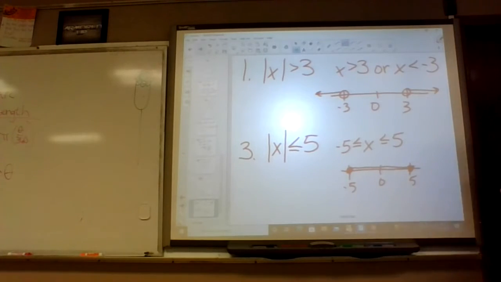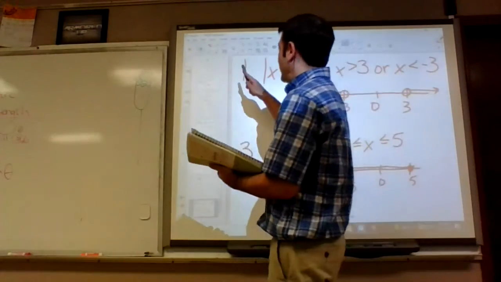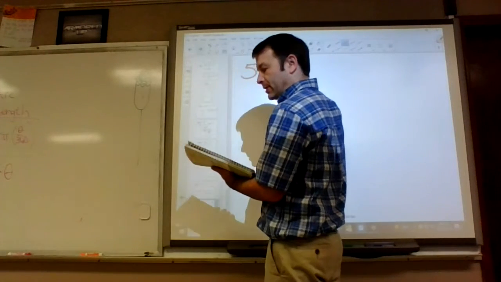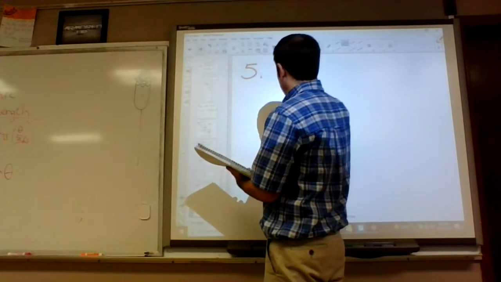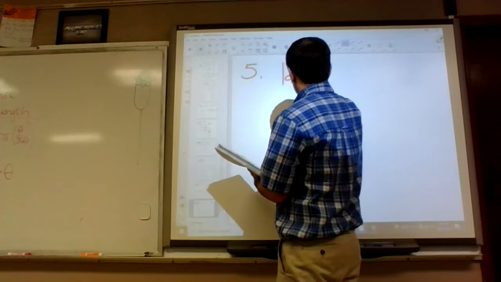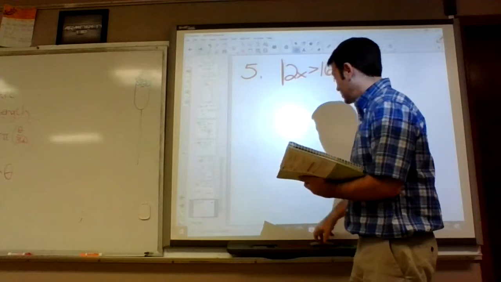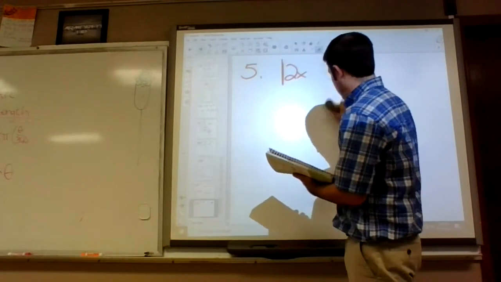Got our pretty graphs done. Okay, number 5 is going back to a greater than problem. It says absolute value greater than 16. So this should look more like number 1. Oops. Forgot what I was doing.